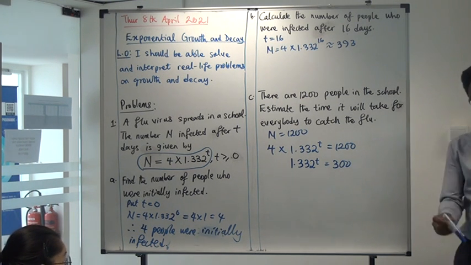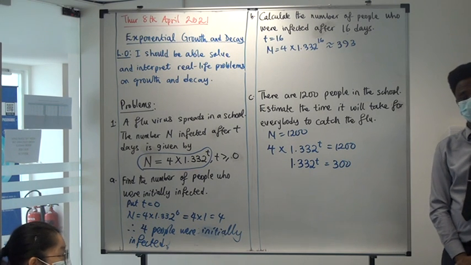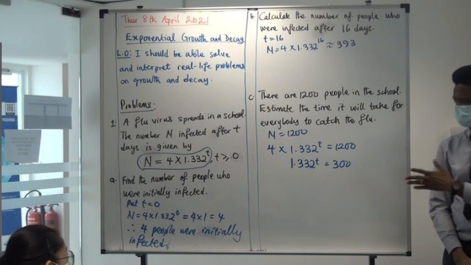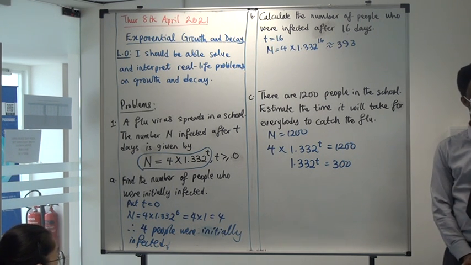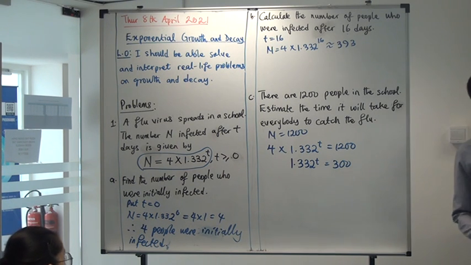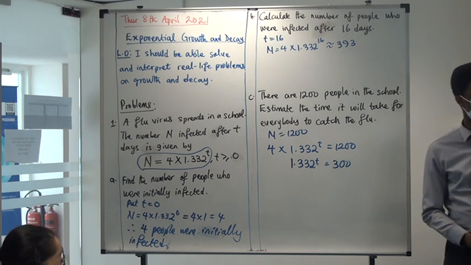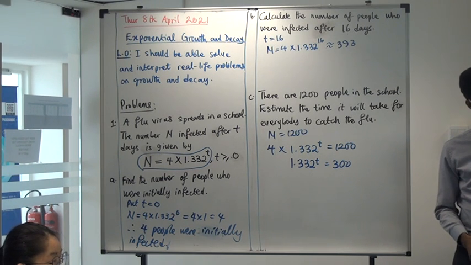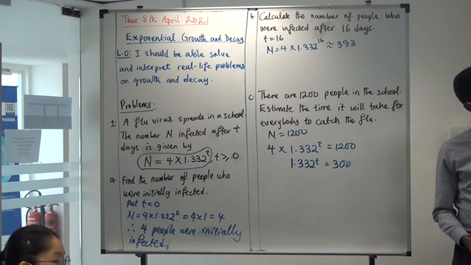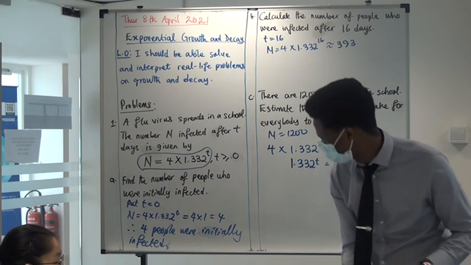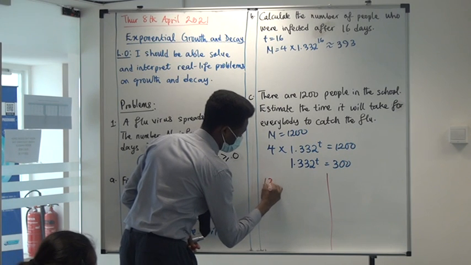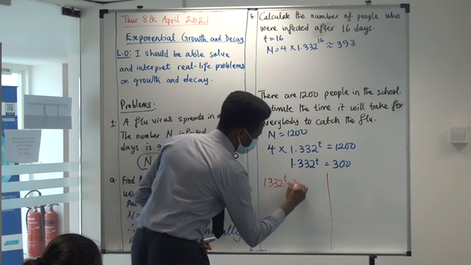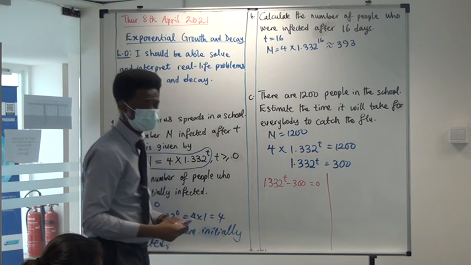Anyone? What do I check in the calculator to solve this? I'm not saying press your calculator. Explain to me, as a layman, what will I do to use calculator to solve this? Yes, Elsie? You put 300 to the other side. Okay. So it's one equation. Okay. Then you can plot. So he's proposing that to solve this, we put 300 to the other side, so we have 1.332 raised to power t minus 300 is equal to 0. Is that what you mean? Yeah. Okay, so what do we do next?